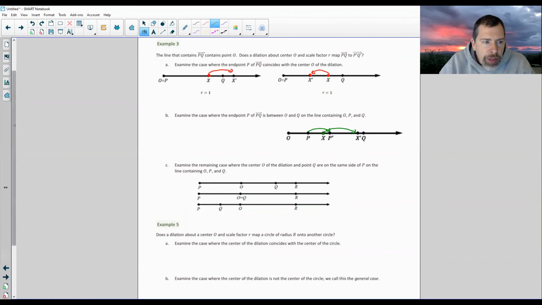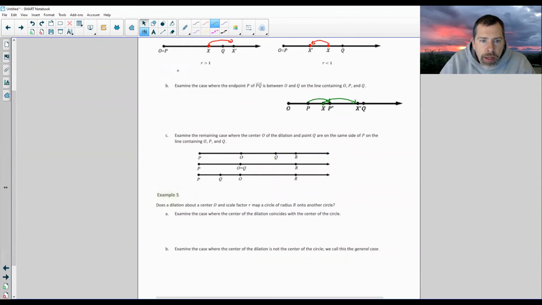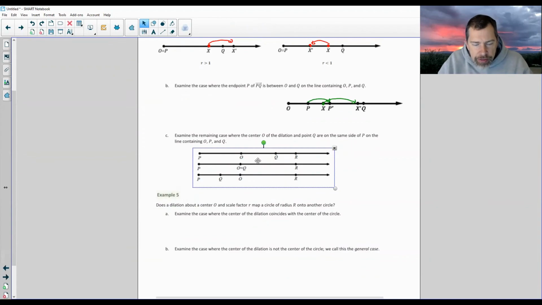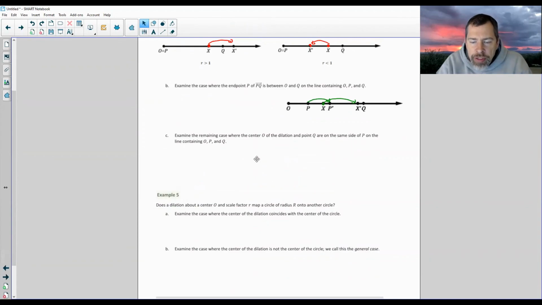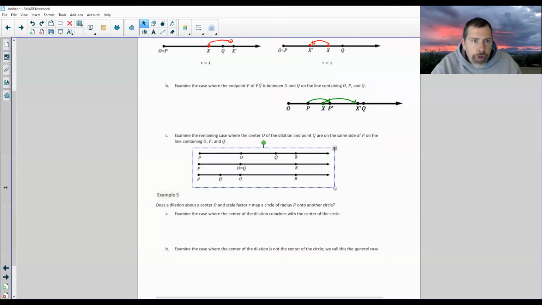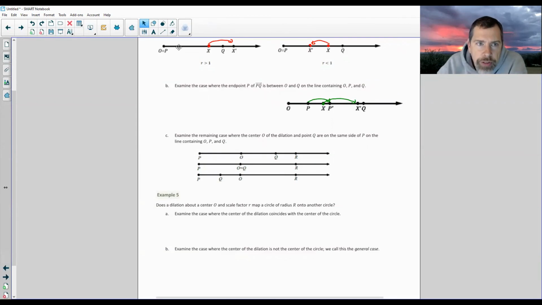Okay, and then part C, examine the remaining case where center O of the dilation and point Q are the same side of P on the line containing O, P, and Q. Okay, so I didn't want to erase that. This is where we would look at these three situations.